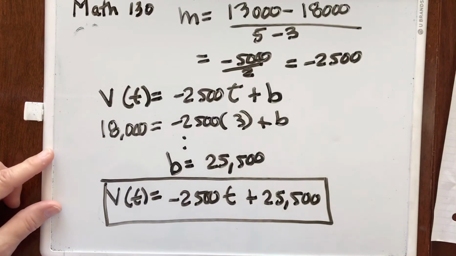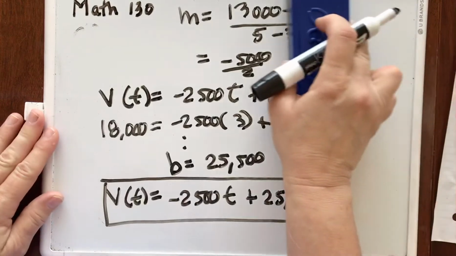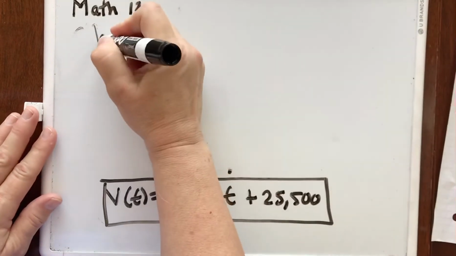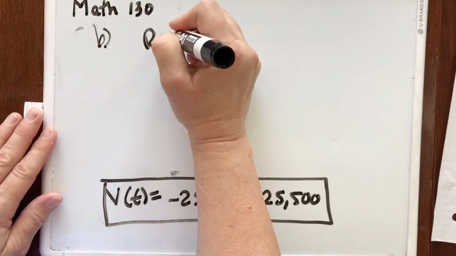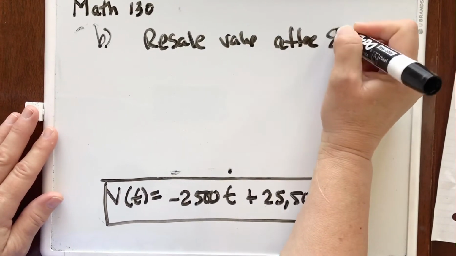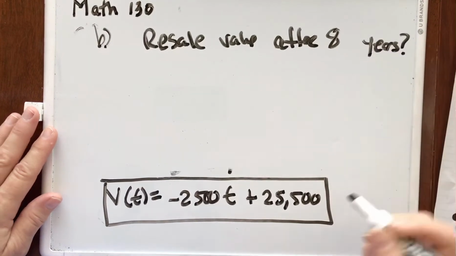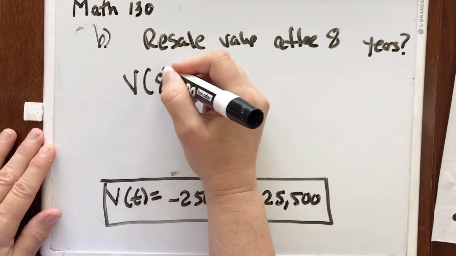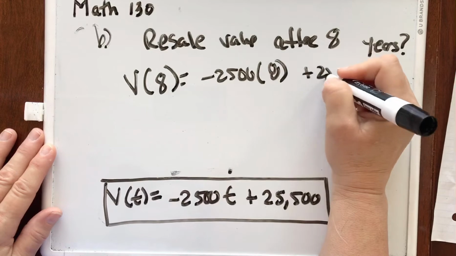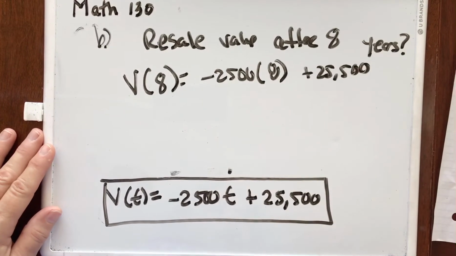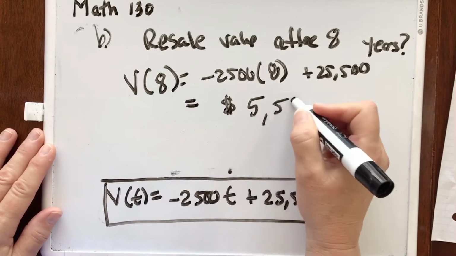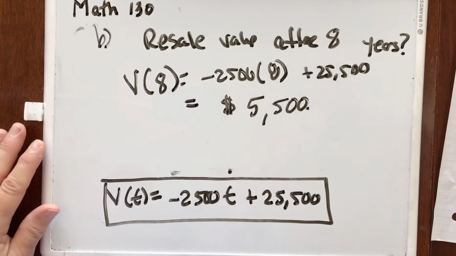All right. Now, if we're to take this further and we wanted to know, okay, well, what will be the value of the car in, let's say, 8 years? So that would be question B. What is the resale value after 8 years? What we would do is put 8 into T and solve for T. Okay, and when we do that, our answer, not very good. Only $5,500 would be the value of the car after 8 years.